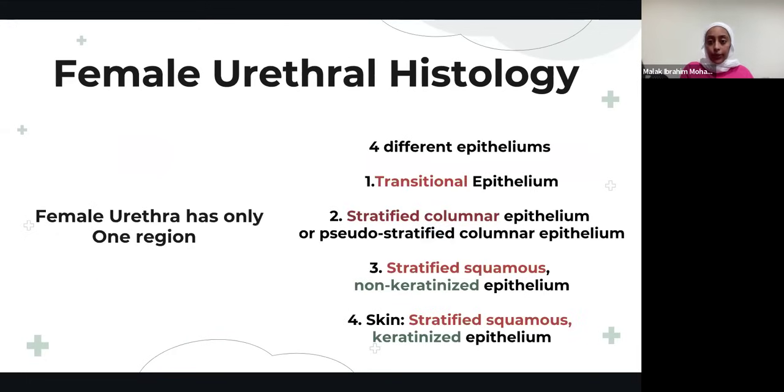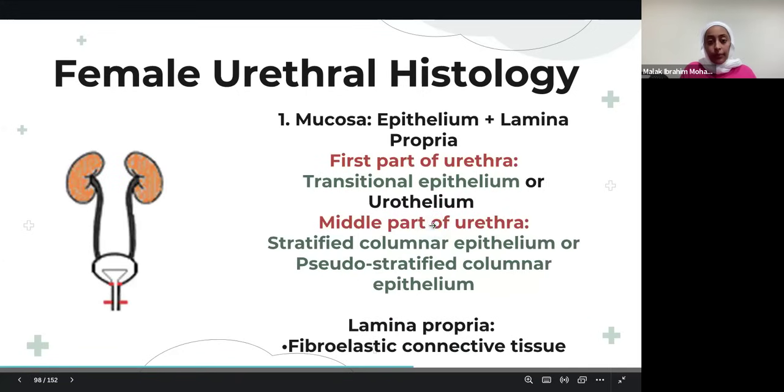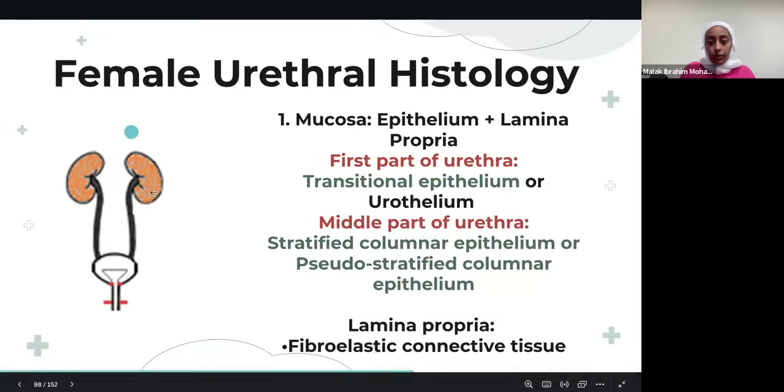Now this is the male urethra. Now we're going to talk about the female urethra. The female urethra has one region. It does not have the prostatic part and so on because there's no prostate. The female urethra is only one part. However, it still has those four different epitheliums, which are the transitional, stratified columnar, stratified squamous non-keratinized, and stratified squamous keratinized. Okay. So this is the female urethra part.